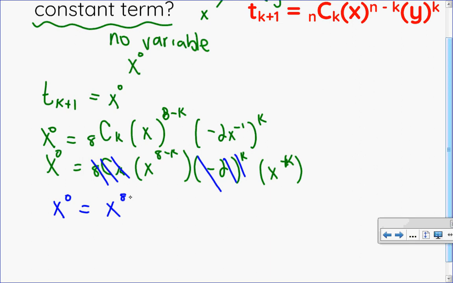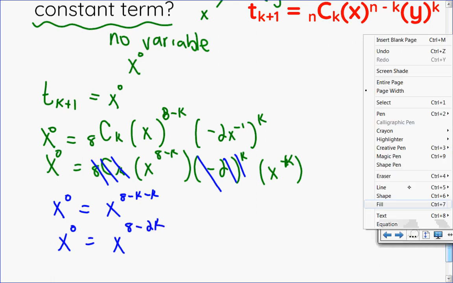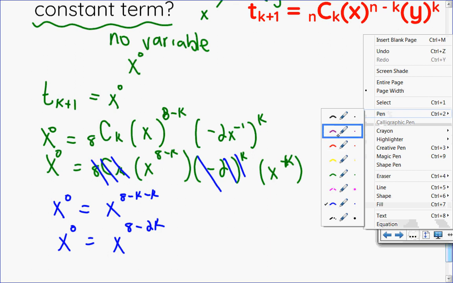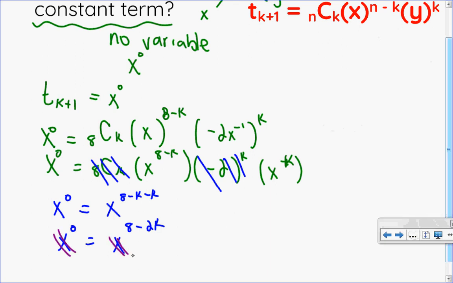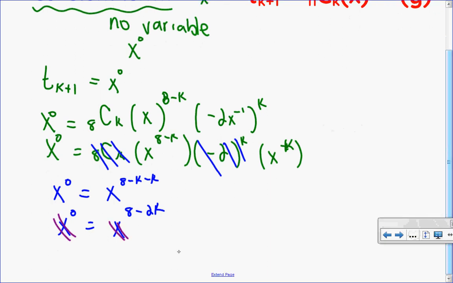I'm going to keep my base the same, and I'm going to add my exponents. So this is x to the 0 equals x to the 8 minus 2k. So again, we're going to do our wedding DJ move, drop the base, and then solve for k. So I have 0 equals 8 minus 2k, add 2k to both sides, and divide both sides by 2, and I get k is 4.